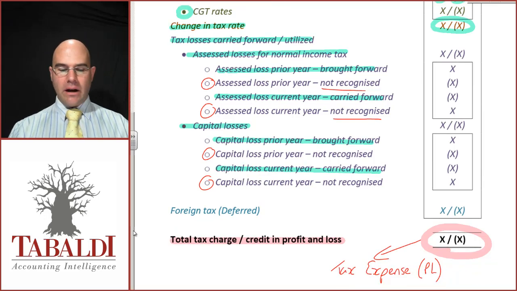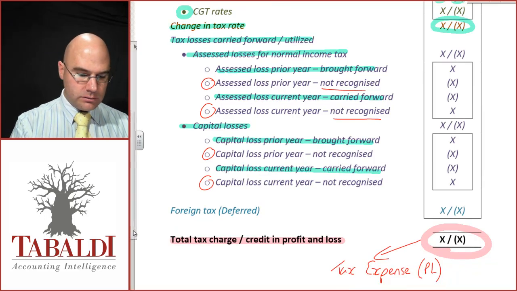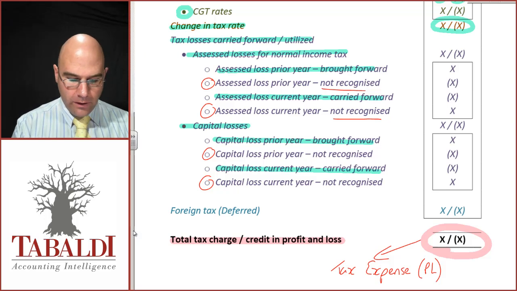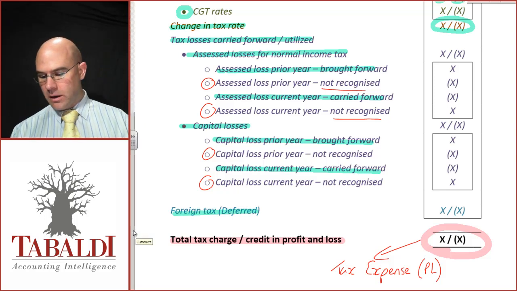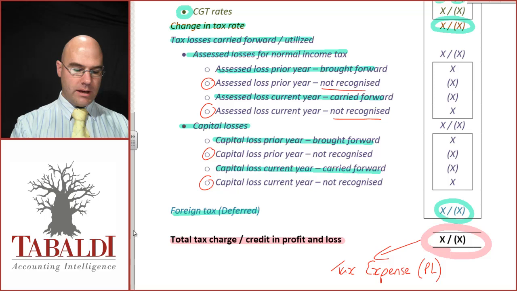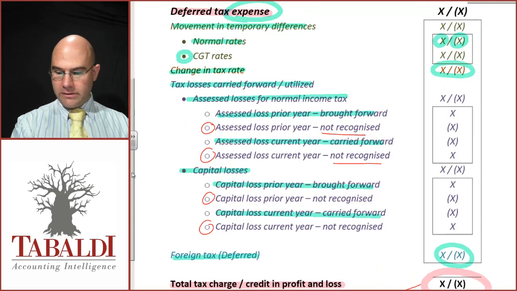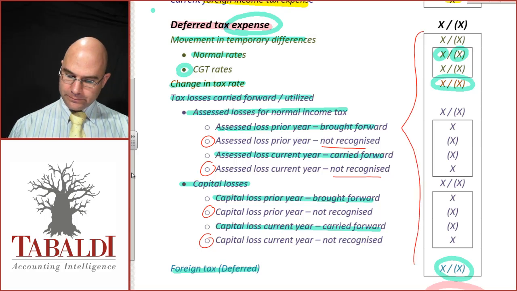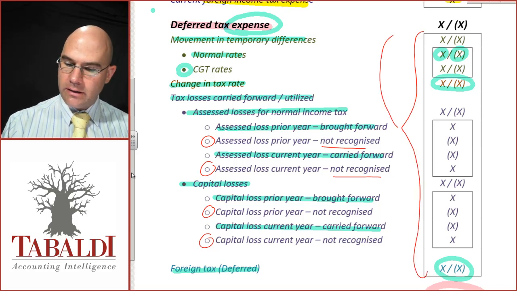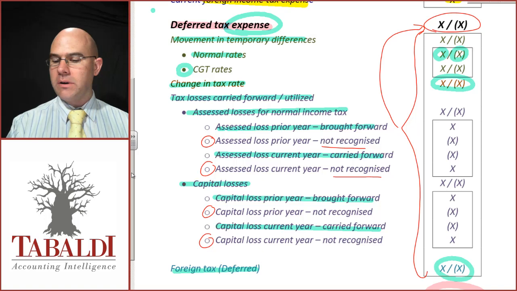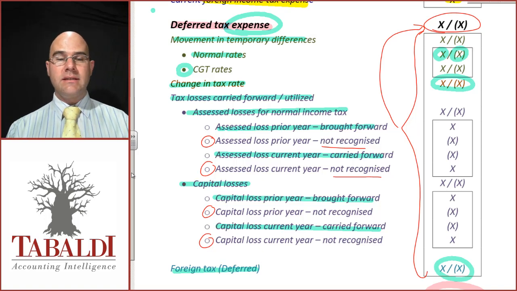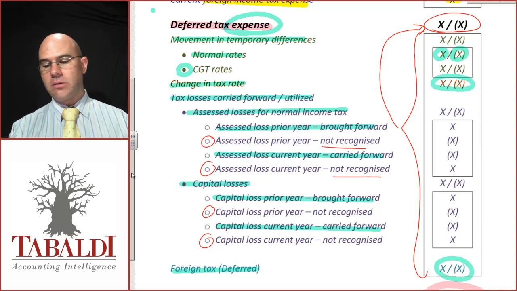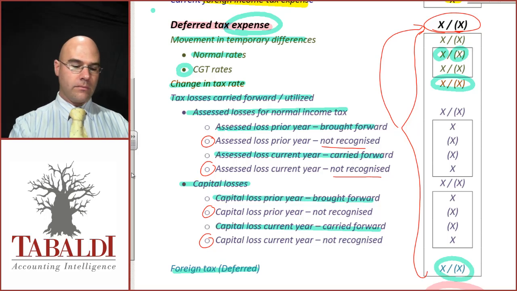Okay, and as with current, there may also be foreign deferred tax, and that would need to come in here as well. Okay, so I would take all my deferred taxes, I would need to sum them all up, okay, and put it into the total. And either I would have an increase in the tax expense or a decrease, a credit to profit and loss.